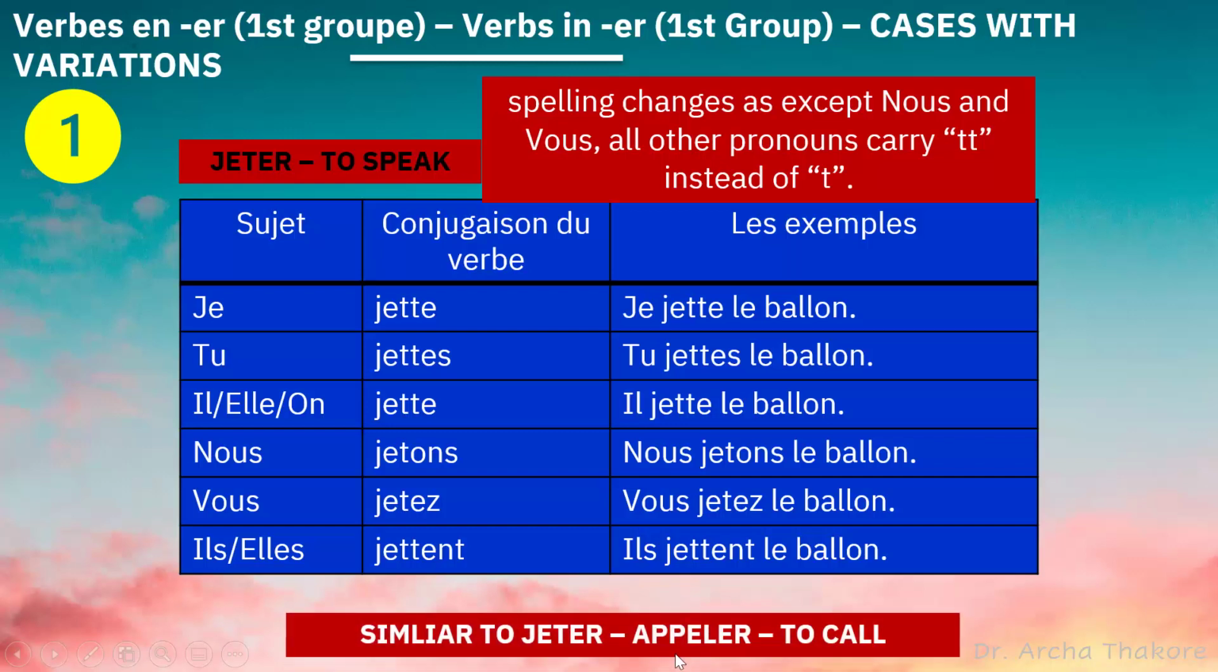Now, similar to this is a more important verb, appeler. If you remember the se présenter section, appeler is to call. Appeler is also to call someone, and s'appeler is also used in telling your name. So appeler is to call. To make a phone call also, you will say, j'appelle Archa. So, I am calling Archa. So appeler will follow the same scheme, which means double L in these four and single L in these two.